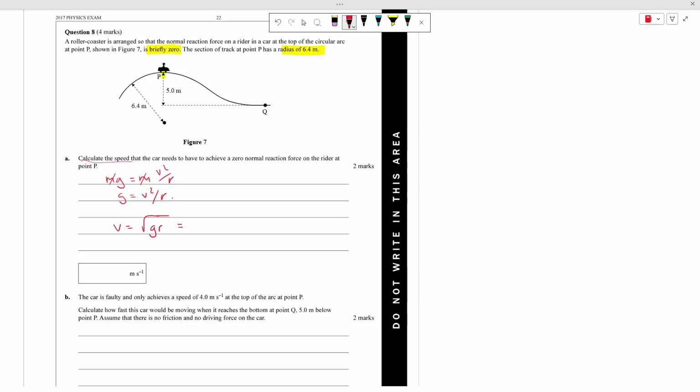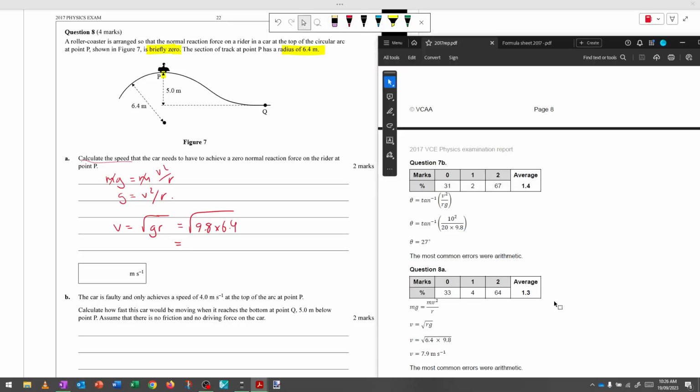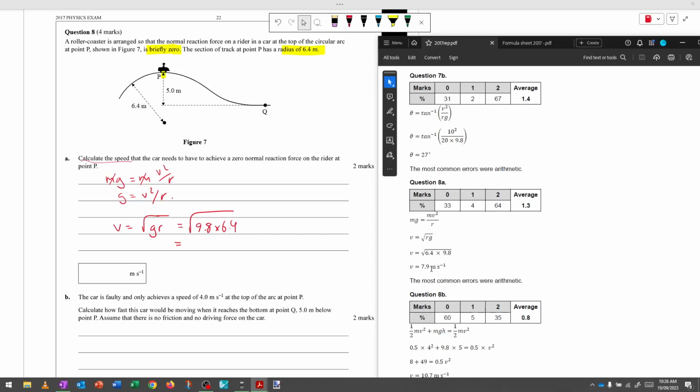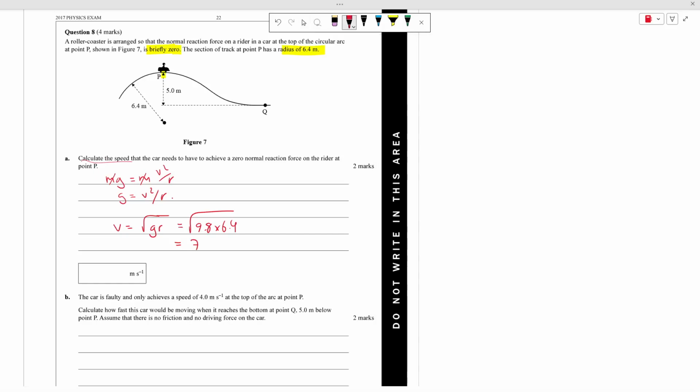Okay, square root of gr, square root of 9.8 times the radius, 6.4. That's equal to, let's have a look at your report, 7.9 meters per second. Okay. So go back and review these scenarios where you've got a circular path going on, like the top of a hill, stuff like that.